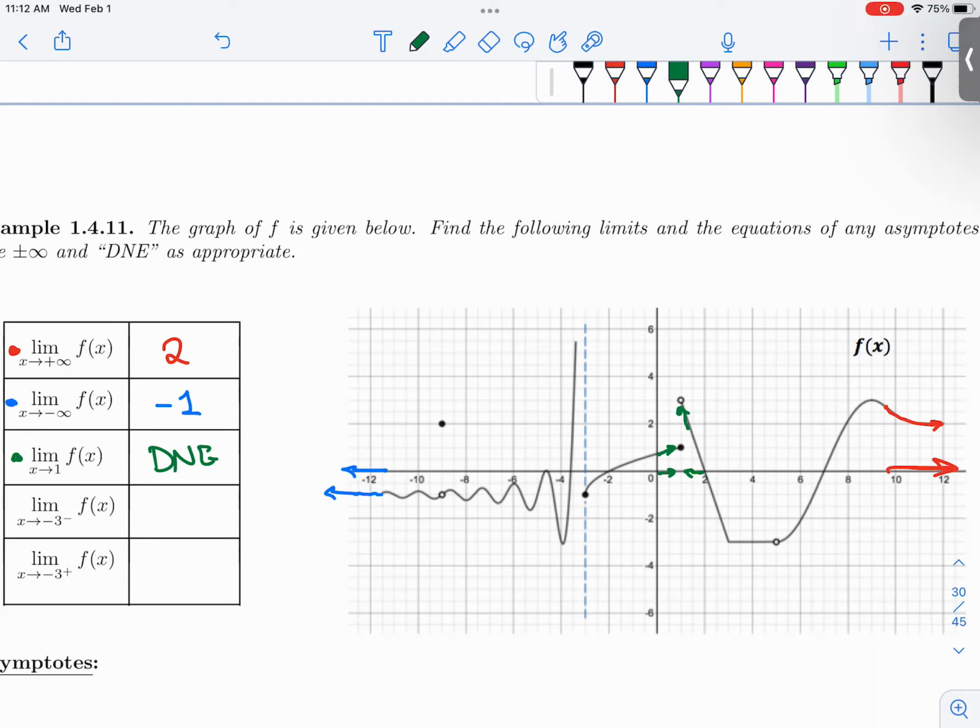The limit as x approaches -3 from the left. Positive infinity. Let's see why that is. So as you approach -3 from the left, the y values get closer and closer to positive infinity. But as you approach it from the right, you go down to -1.